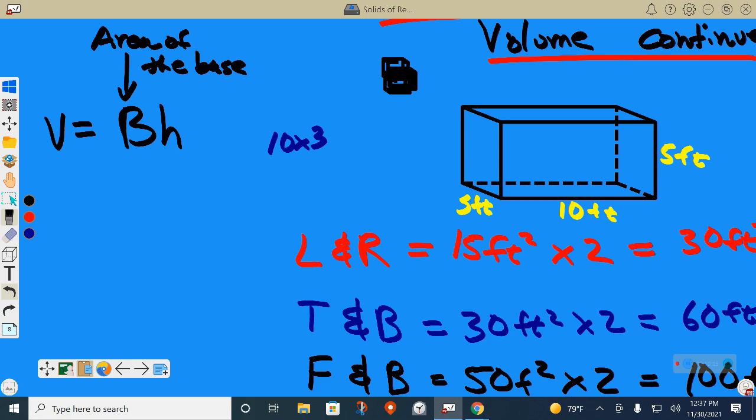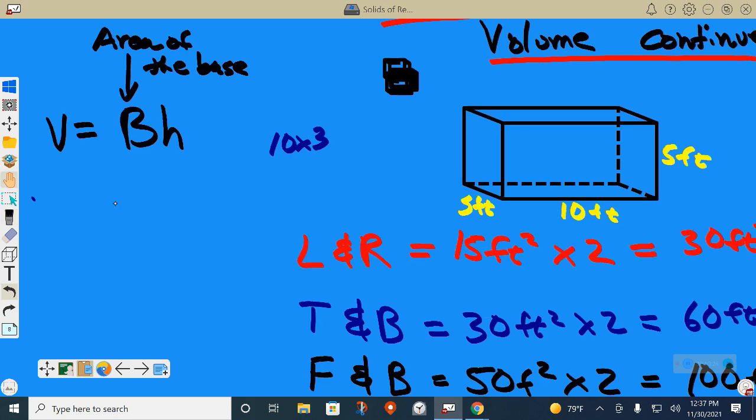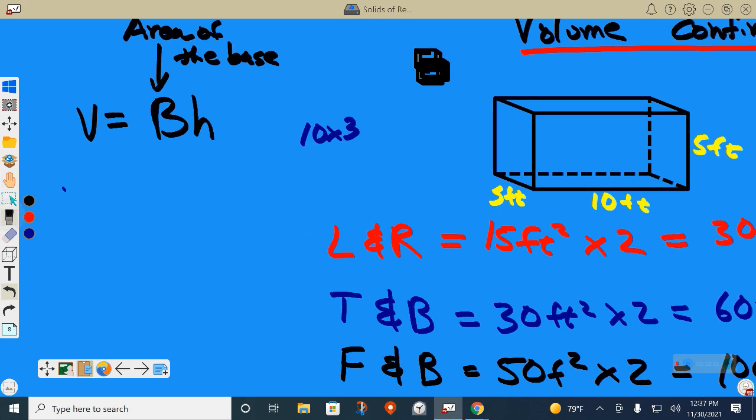Find the area of the base, the bottom face, times how far the bottom face is from the top face. That's the height. And you're done. It's actually very easy. Let's rock and roll. Questions so far?